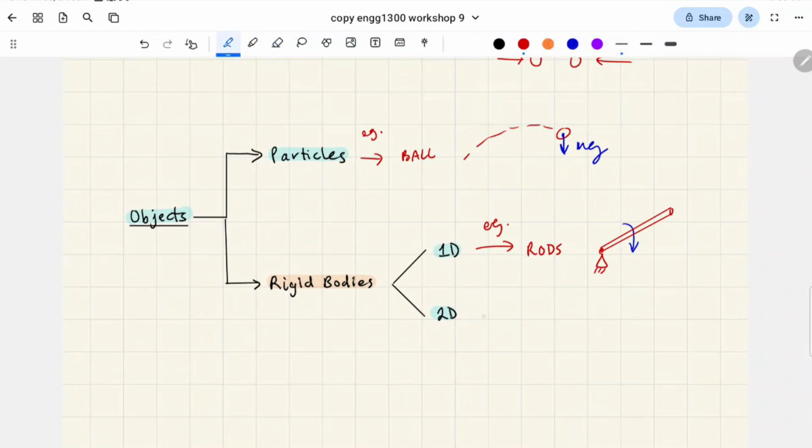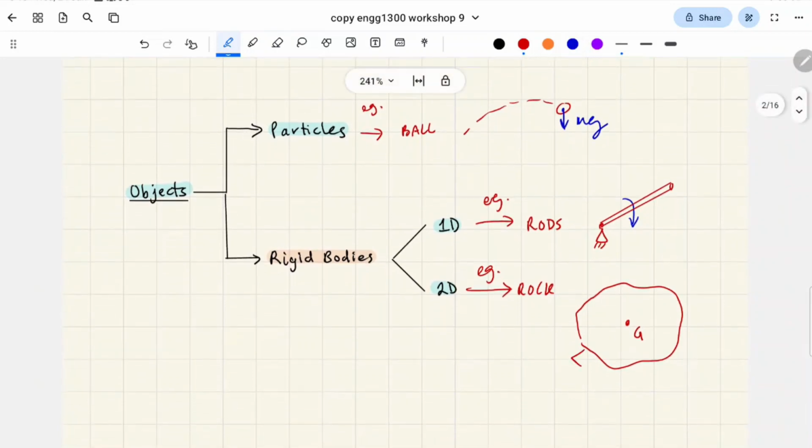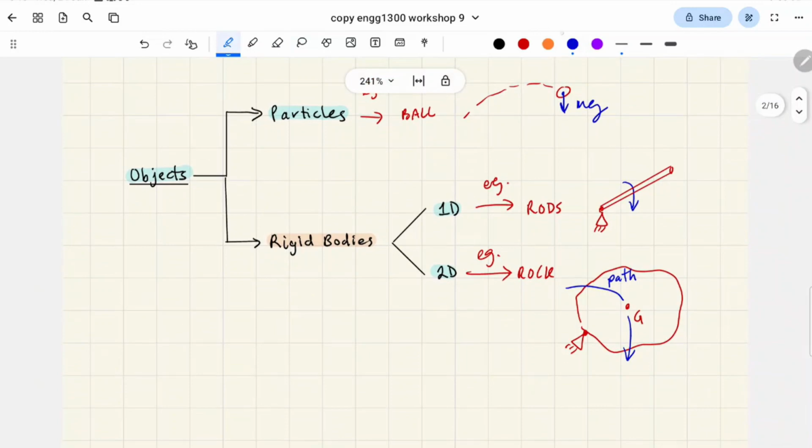An example of a 2D rigid body might be a rock, for example, where G denotes the center of gravity, right? If we have our pin's reaction and it rotates like this about this point, that's your curvilinear path which the center of gravity will follow. So that's an example of a 2D rigid body.